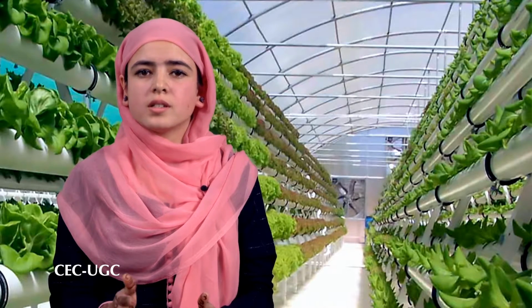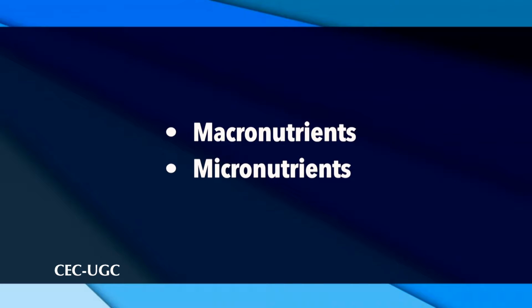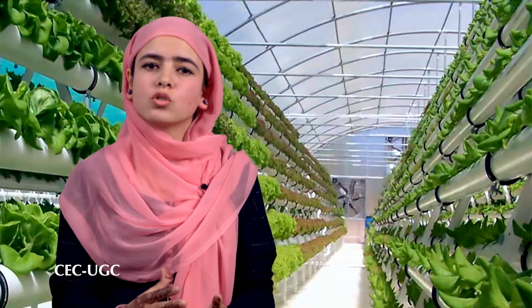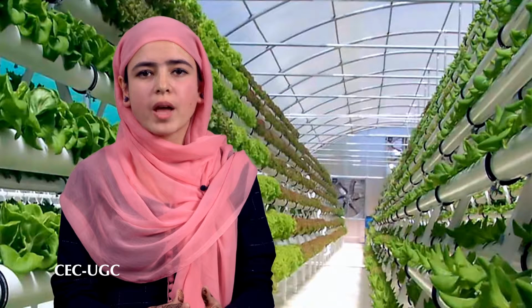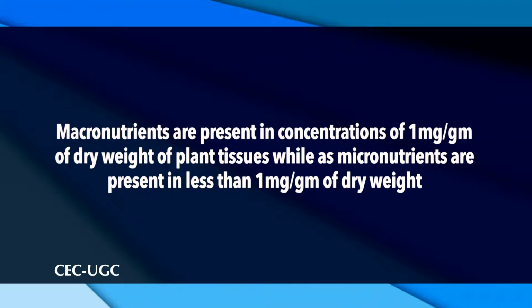Essential mineral elements are usually classified as macronutrients or micronutrients according to their relative concentration in plant tissue. Macronutrients are present in concentrations of 1 mg per gram of dry weight of plant tissues, while micronutrients are present in less than 1 mg per gram of dry weight.